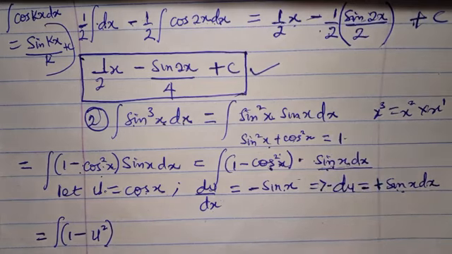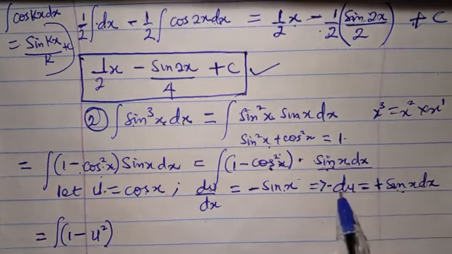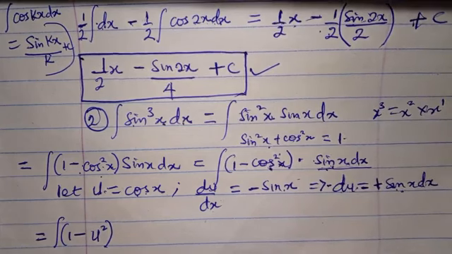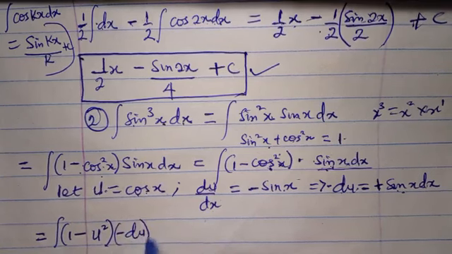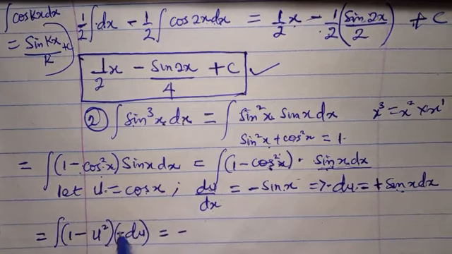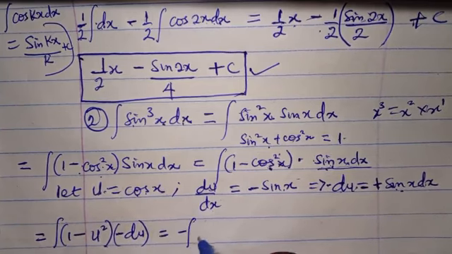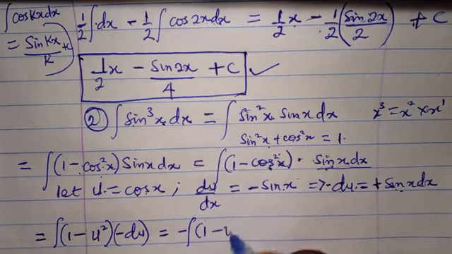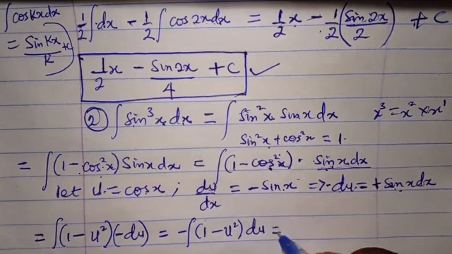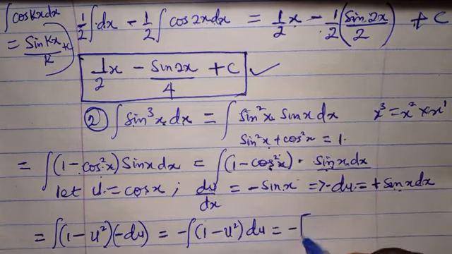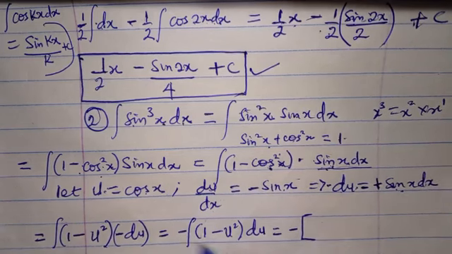Okay, what is sine x ds? Sine x ds is minus du, right? So minus du times minus du, which is the same thing as saying this minus can come out. We have the minus into the integral of 1 minus u squared du. So if we integrate this now with respect to u, we have the minus outside.